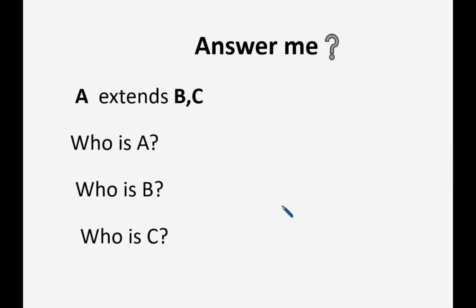This is the last question. For this, I am not going to give the answer, so you try to find out. A extends B comma C. Now who is A, who is B, who is C? I am giving a hint for this question: all the 3 are same, right? So these are all the important questions regarding interfaces in Java.